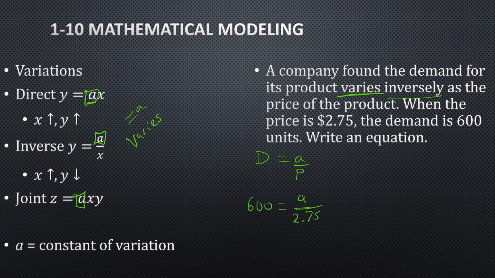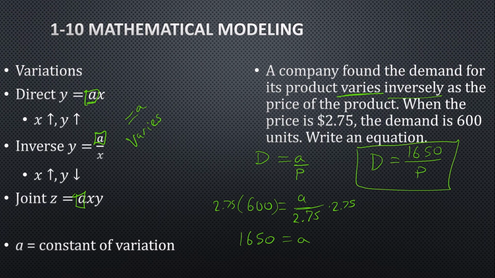Write an equation. So I could multiply and find a. Multiply both sides by 2.75, and we get 1,650 for a. So our equation would be D equals 1,650 divided by the price. And then you could put in any price and find the demand.